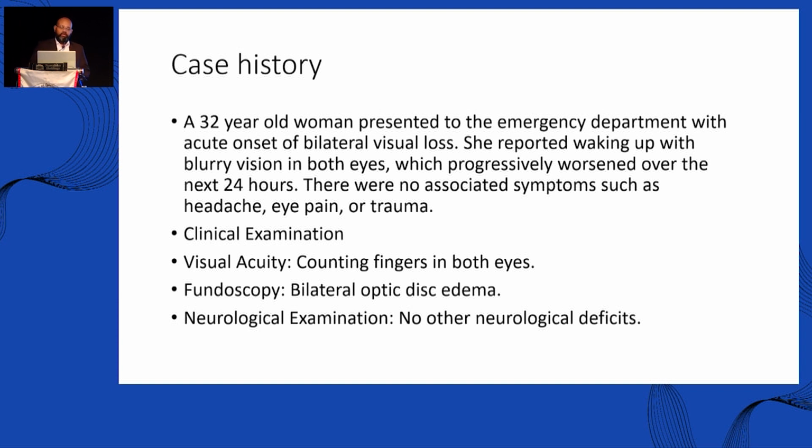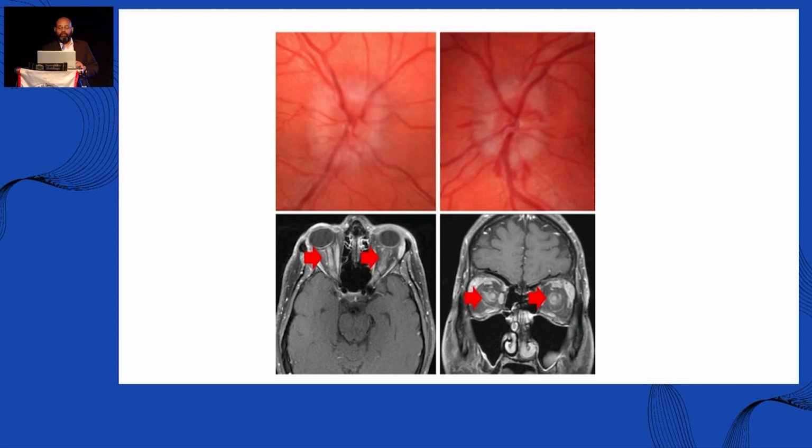Right, another one. A 32-year-old woman presents to the emergency department with acute onset of bilateral visual loss. She reported waking up with blurry vision, which progressively worsened over the next 24 hours. There are no associated symptoms such as headache, eye pain, or trauma. Clinical examination: visual acuity, counting fingers in both eyes. Fundoscopy shows bilateral optic disc edema. Neurological examination, there's nothing. Okay, and here you see you've got bilateral disc swelling, and also there's involvement of both optic nerves.